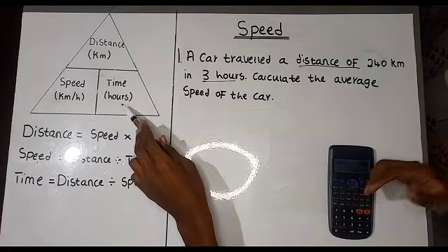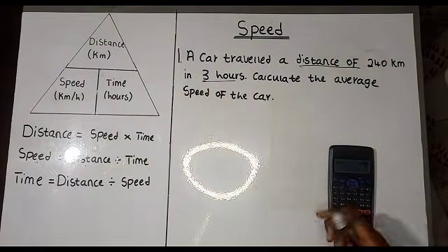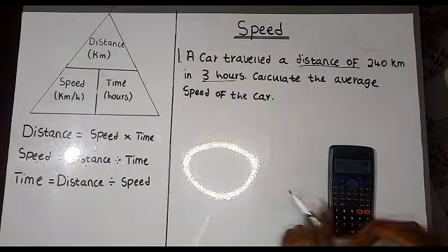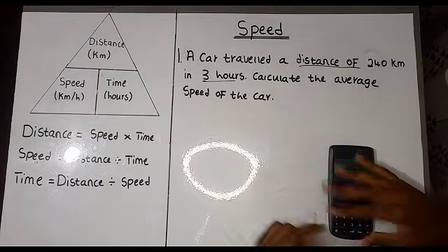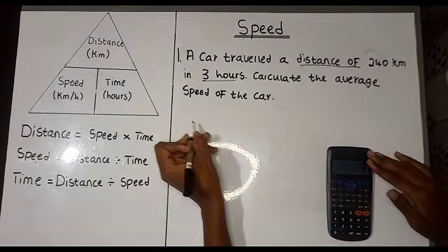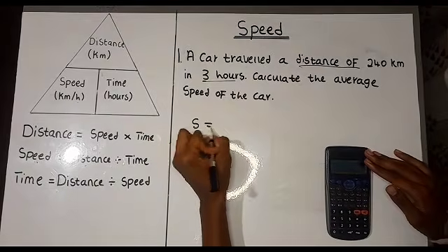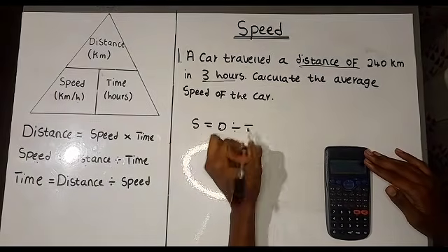We've been given time in hours and we've been given distance in kilometers. So we don't have to convert or change anything. We just have to take it as it is and put it on the formula and get our answer. So we're looking at speed. The formula to calculate speed is speed equals distance divided by time, right?